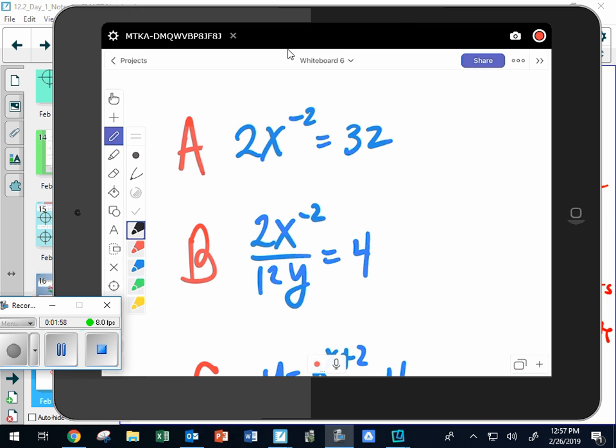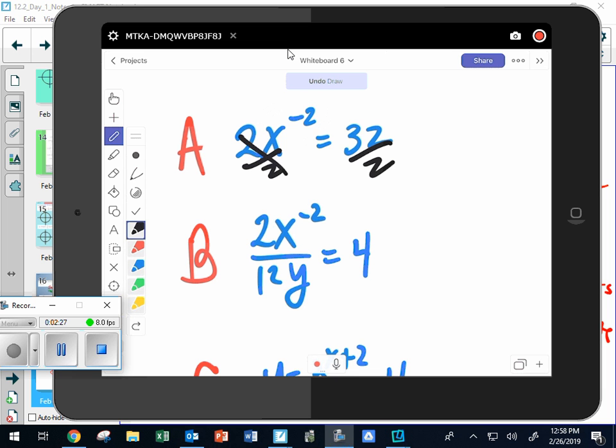First step. Dice of Destiny. It is row 4, person 1. That's you. First step. For part A. You are correct. That cancels. And then how do I get this x to the negative 2 alone?